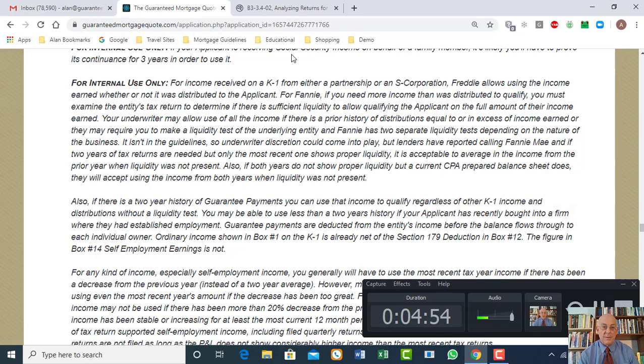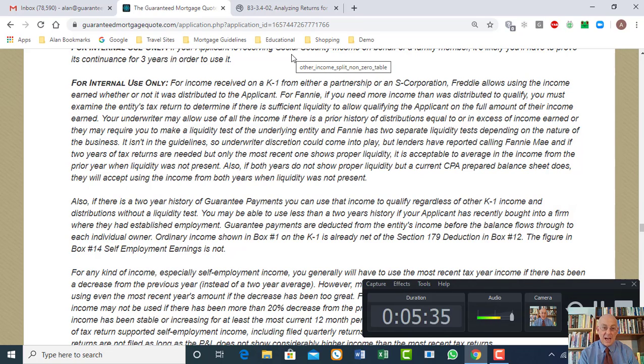We would say for income received on a K1 from either a partnership or an S corporation, Freddie allows using the income earned whether or not it was distributed to the applicant. For Fannie, if you need more income than was distributed to qualify, you must examine the entity's tax return to determine if there is sufficient liquidity to allow qualifying the applicant on the full amount of their income earned. Your underwriter may allow use of all the income if there's a prior history of distributions equal to or in excess of income earned, or they may require you to make a liquidity test of the underlying entity, and Fannie has two separate liquidity tests depending on the nature of the business.